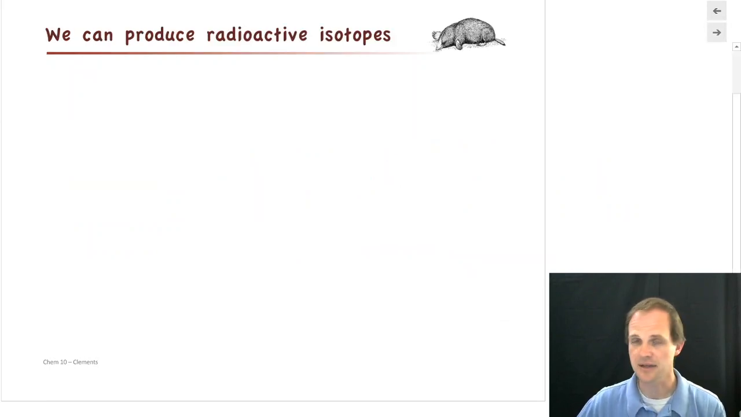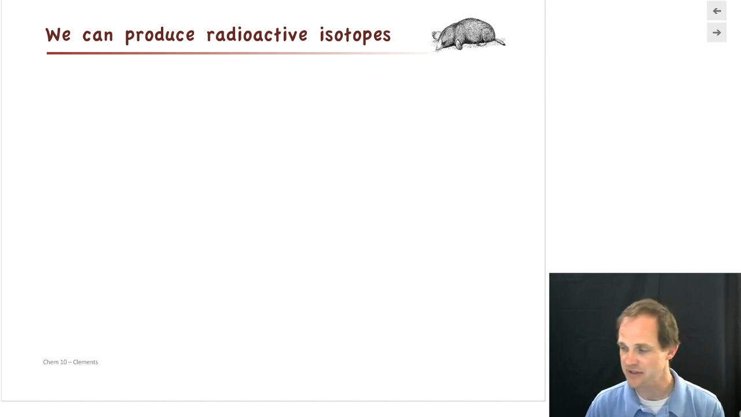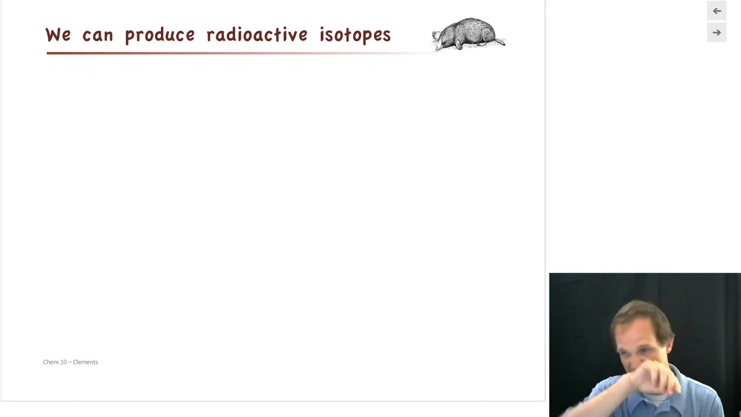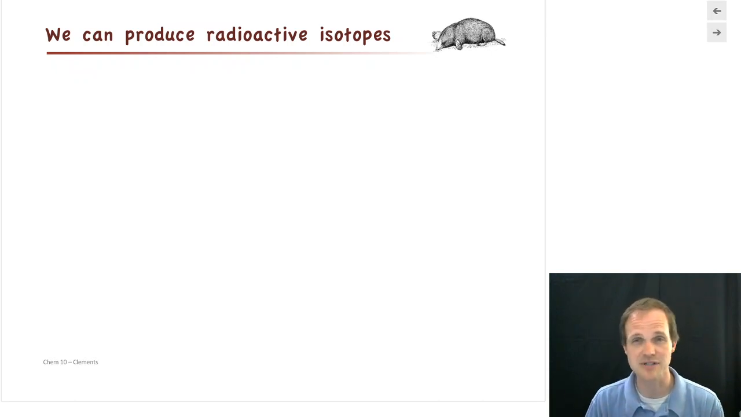Now, it turns out that not only does nature make these lovely radioactive isotopes, we can make them in the lab as well. And we can run reactions in these little nuclear accelerators. You probably heard that term before, where we smash atoms into each other at really high speed, like near the speed of light, which is crazy fast. I mean, light goes around the Earth several times per second. That's how fast light is. And we're accelerating these particles to near the speed of light, crashing them into each other, and making new things.